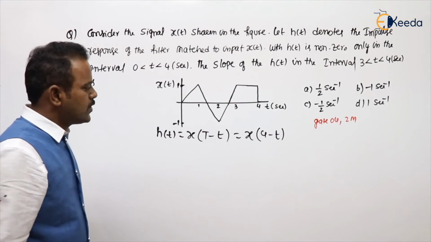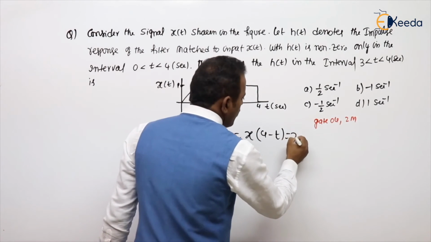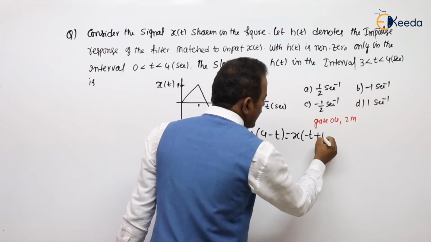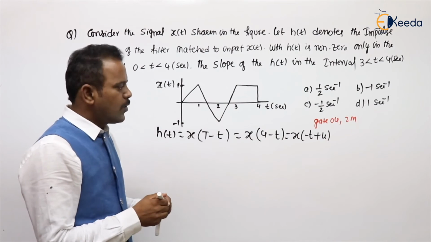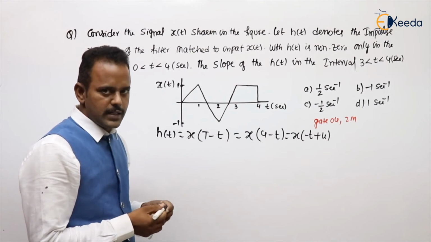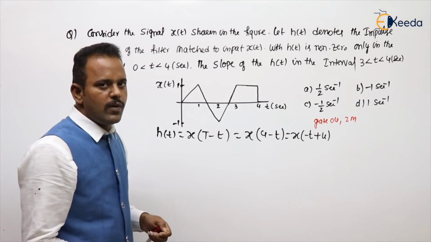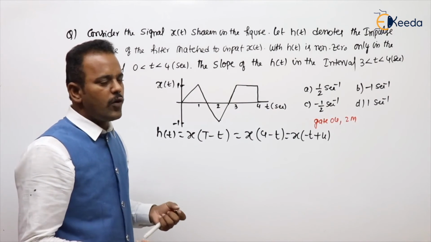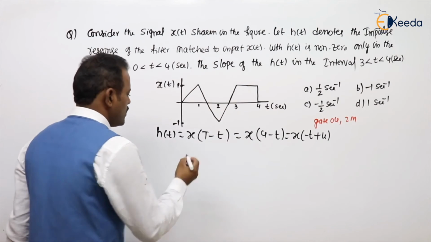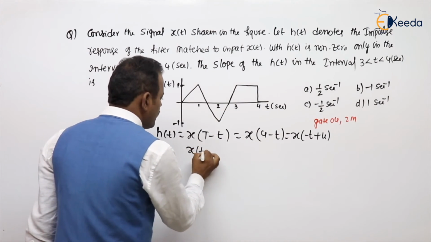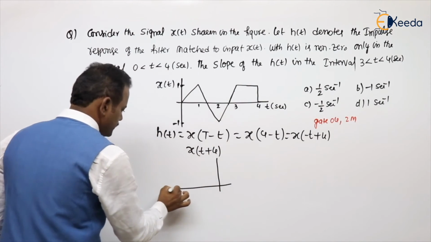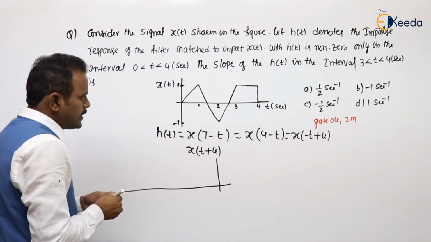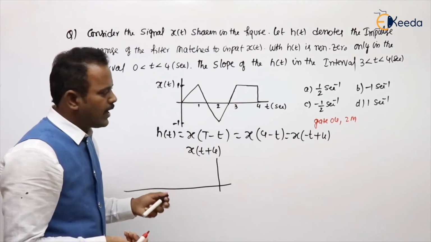How to calculate this? It is x of minus t plus 4. First make the plus 4 operation and then go for the reversal, that is minus t. How to get the plus 4 advance operation? Subtract 4 from all the t values. So first I am calculating x of t plus 4.